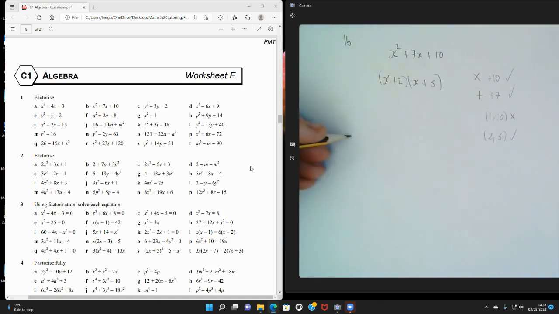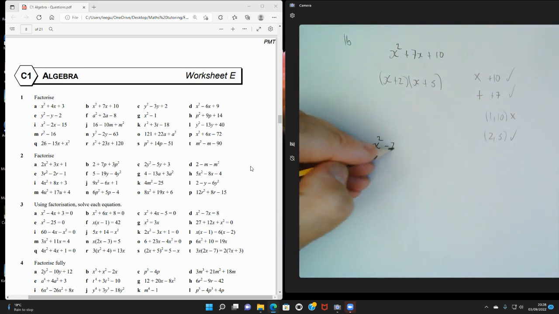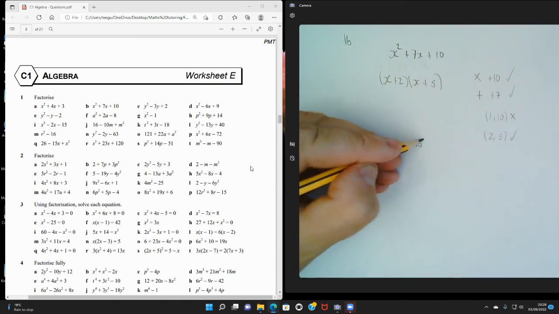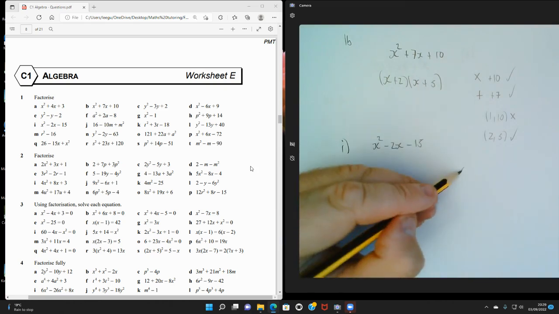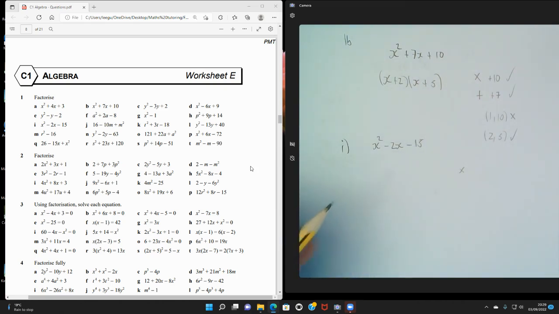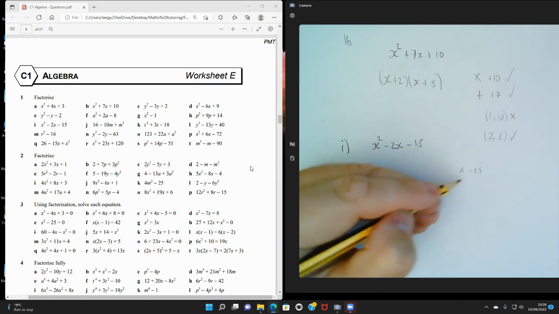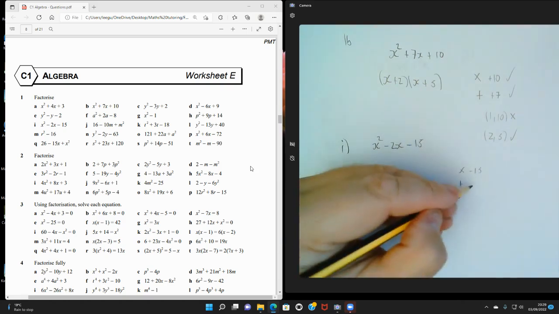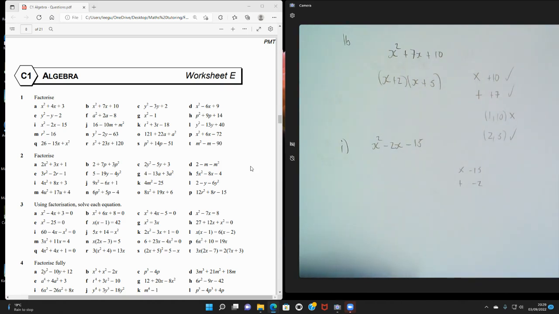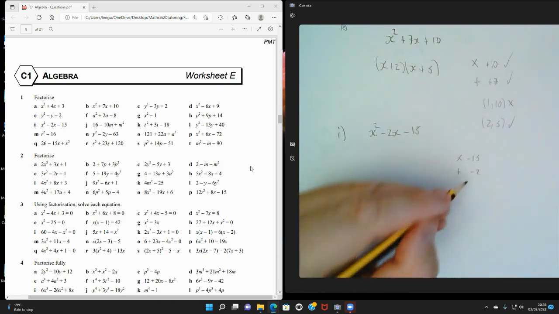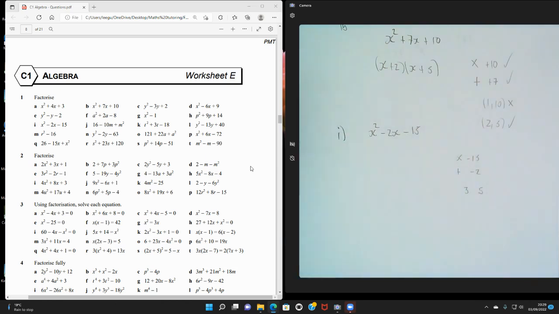Let's look at I. In I, we have got x squared minus 2x, and we've got minus 15. So remember, our question is: two numbers that multiply together to make minus 15, but those same two numbers have got to add together to make minus 2. I'm thinking to myself 3 and 5, so I'm going to write down 3 and 5, but I now need to think, which one's going to be positive and which one's going to be negative?